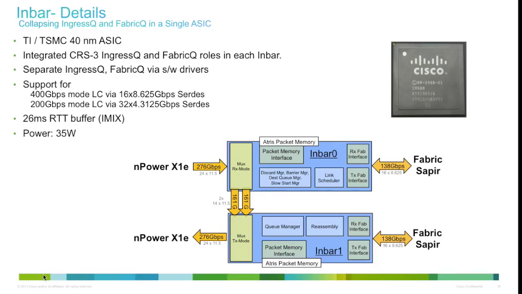We are describing now the in-bar or FIA. Again, it's a home design product, and we are aggregating the role of the ingress queue and fabric queue here. We have 2 different modes on the chassis. We will support the 400 GB mode, basically having 16 connections at 8.6 gigabit per second into the fabric. And the second mode will be the 200 GB mode. In that case, we'll have 32 connections at 4.3 gigabit per second.